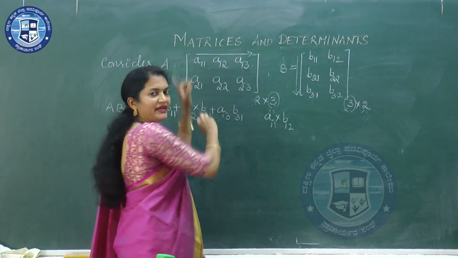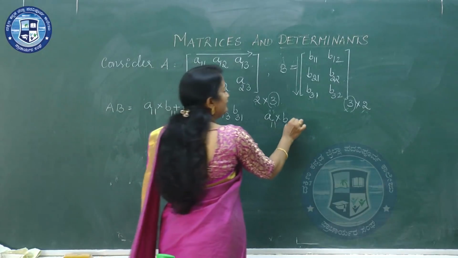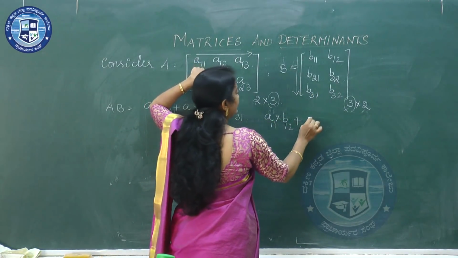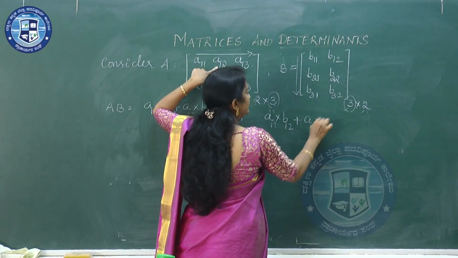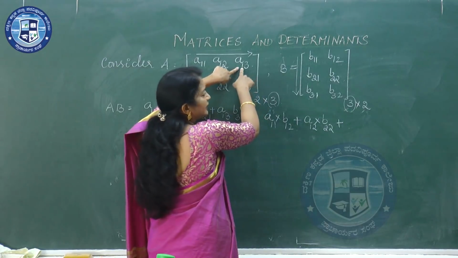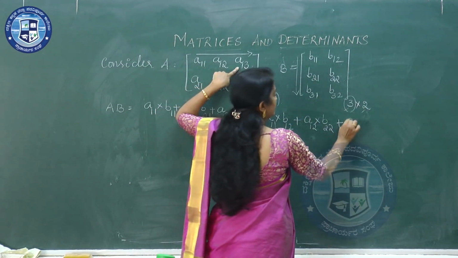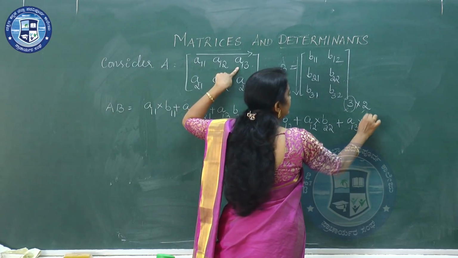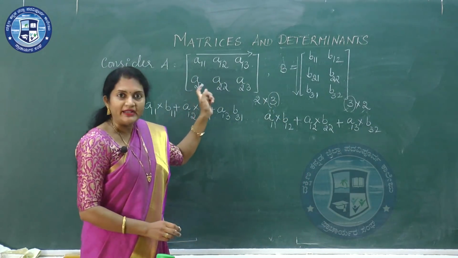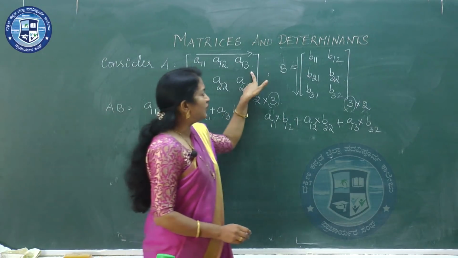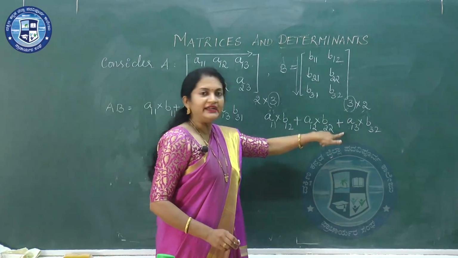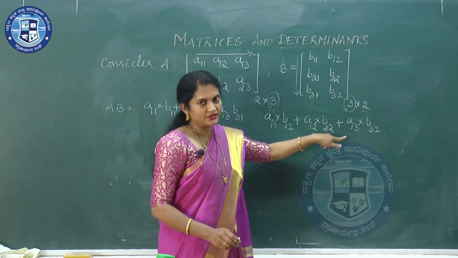First row and second column, A11 into B12. Now, with this again we will not multiply, we will go to the second element, and the second element we will multiply. A12 into B22 plus third element into third element, A13 into B32. So, by multiplying with the first row, the second column, we will be getting the second element of the first row.